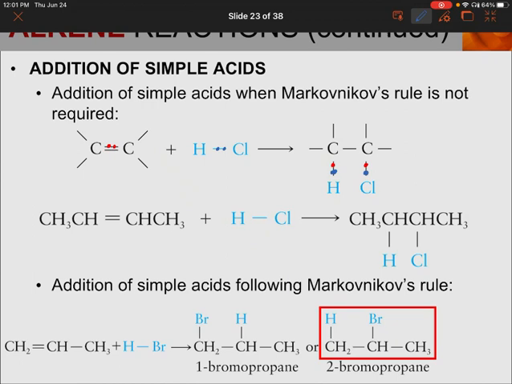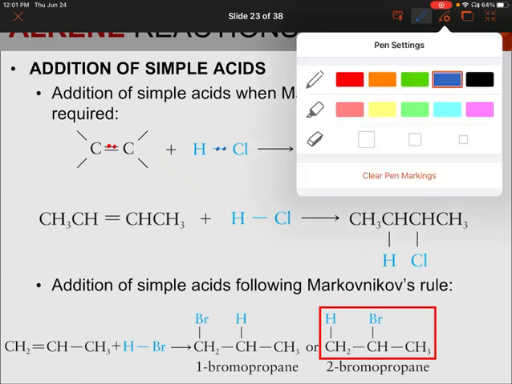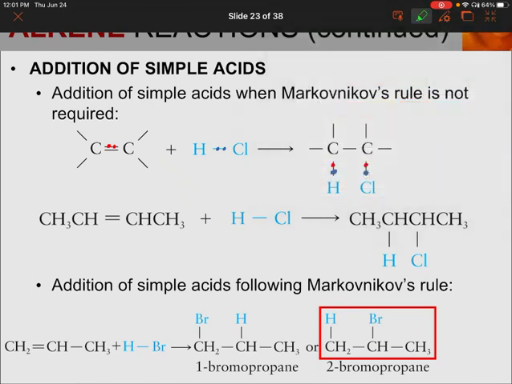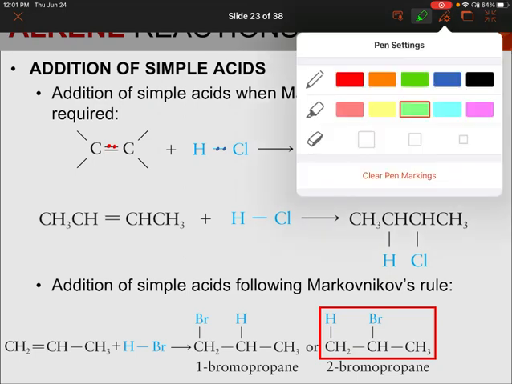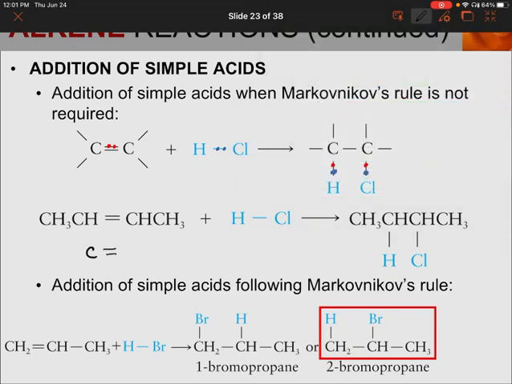Additionally, down below that, we have another symmetrical alkene. On the left-hand side, that carbon is bonded to a hydrogen and a methyl group. On the other side, that carbon is also bonded to a hydrogen and a methyl group. So again, it doesn't really matter which side the hydrogen adds to because both carbons have the same number of hydrogens attached.